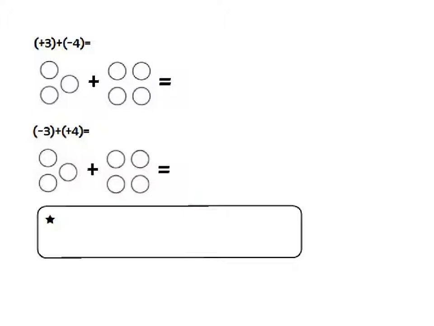Now let's take a look at what happens when you have things that aren't the same. For here, my first problem is a +3, so I'm going to mark that positive. I'm going to mark the negatives with red. So I've got +3 and I want to add it with -4.